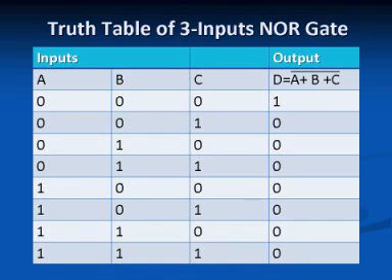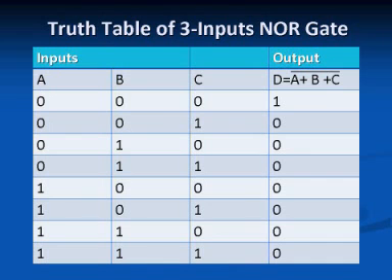For 1, 0, 1 inputs, D is equal to 0 again. For 1, 1, 0 inputs, the value of output is still 0. For 1, 1, 1, D is again equal to 0. Thus, the output is 0 in all cases except when all the 3 inputs are 0.